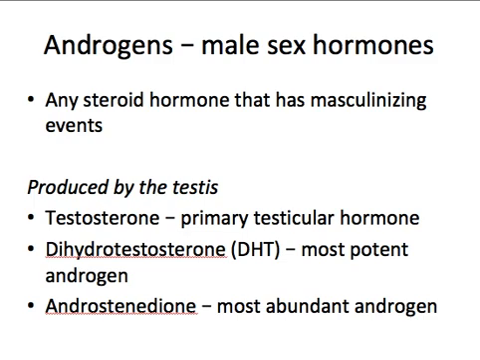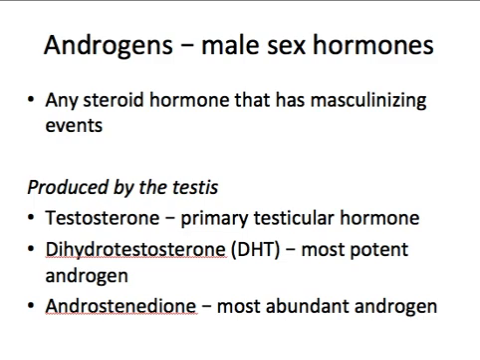The predominant hormones in play with male reproductive physiology are your androgens, which are male sex hormones. Androgens are any steroid hormone that has masculinizing effects. These androgens are mainly produced by your testes. To a lesser degree, they can also be produced in your adrenals, but the testes will be the main endocrine gland that produces your androgens.